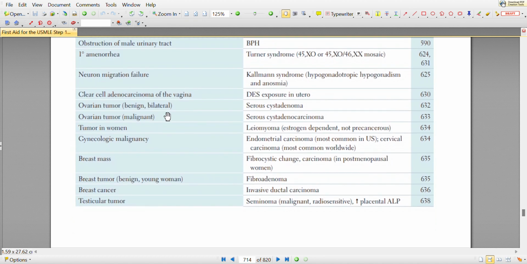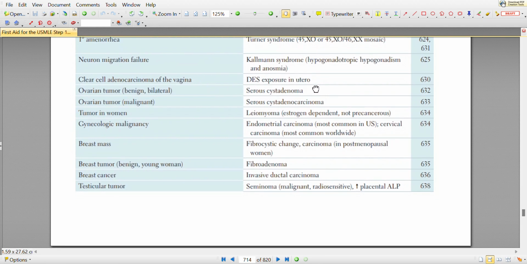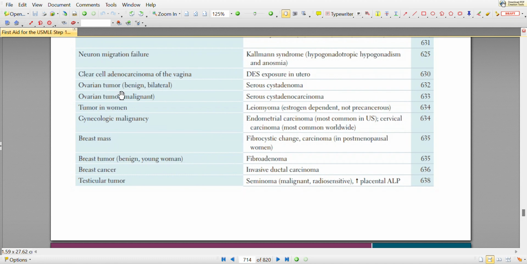Clear cell adenocarcinoma of the vagina is commonly associated with diethylstilbestrol, DES, exposure in utero. Ovarian tumor, benign and bilateral, is commonly associated with serous cystadenoma. Ovarian tumor, malignant, is commonly associated with serous cystadenocarcinoma.